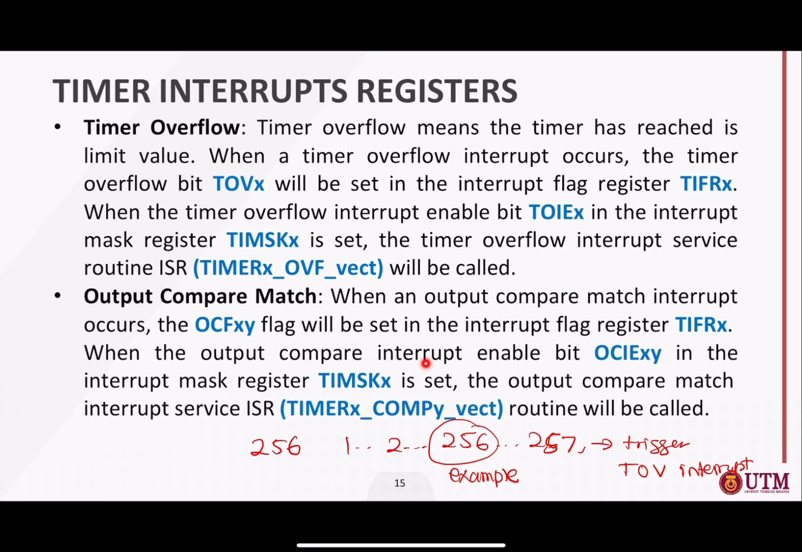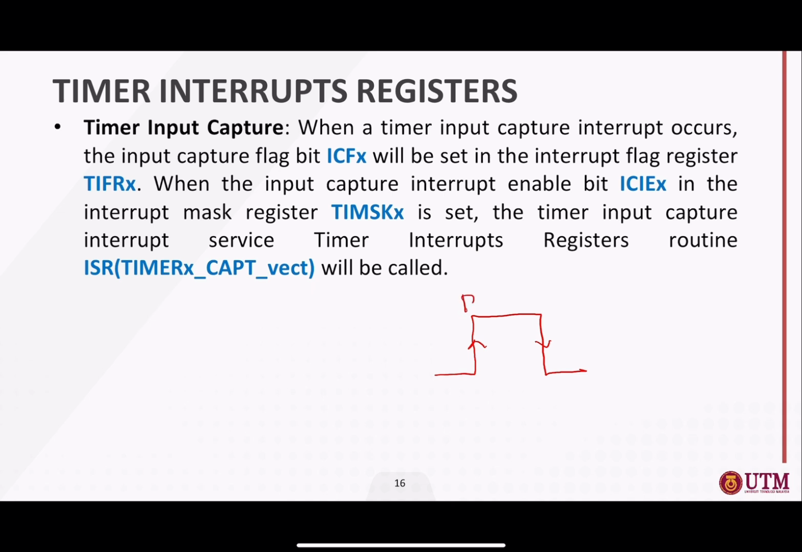The last one is the timer input capture. For this one, as I just said, rising and falling edge. So this is rising, this is falling. If we set rising edge, every rising edge will trigger an interrupt. If we set falling edge, every falling edge will generate an interrupt. So that is the timer input capture interrupt.